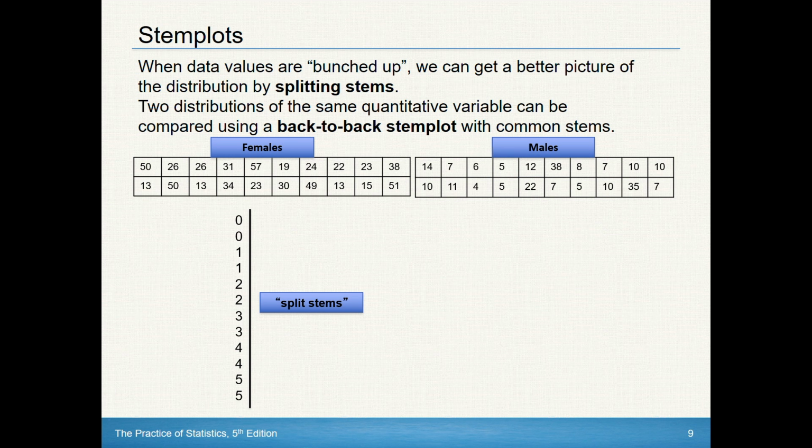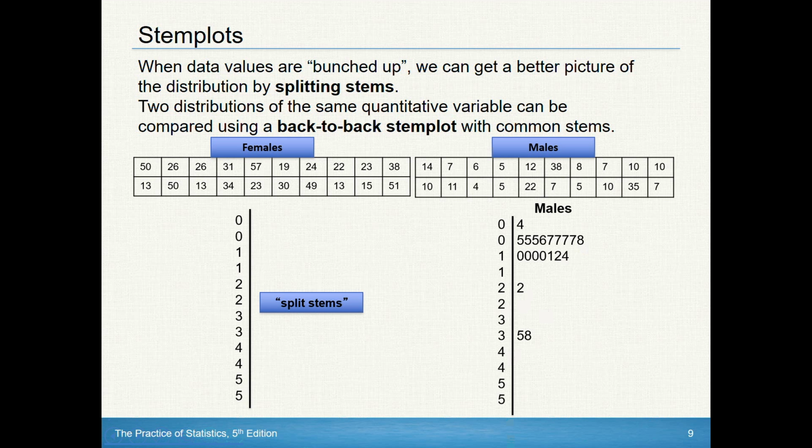And what I mean by splitting is that we're going to put 2 zeros, 2 1s, 2 2s, etc. The first 0 is going to take all values from 0 to 4, and the second 0 is going to take all numbers 5 through 9. And the same thing continues on. For the first 1, that's going to be the values 10 to 14, and then 15 to 19, etc., on and on. And we're also going to do this back to back so we can quickly and easily compare the distributions. For the males, we see it here. We have 1 value of 4. We have 3 values of 5, a 6, 4 7s, and an 8. And then we have just a few values above that as well.